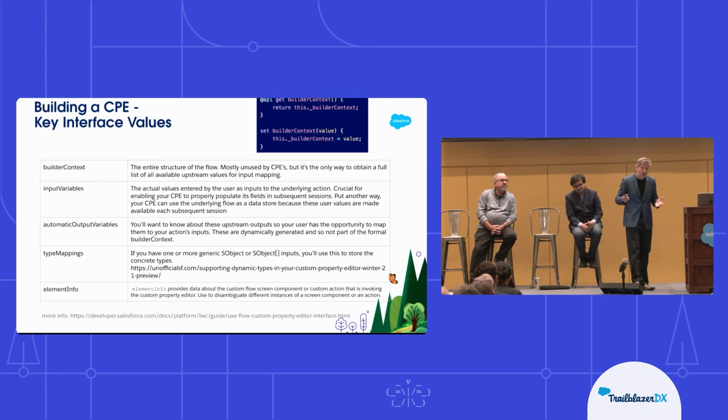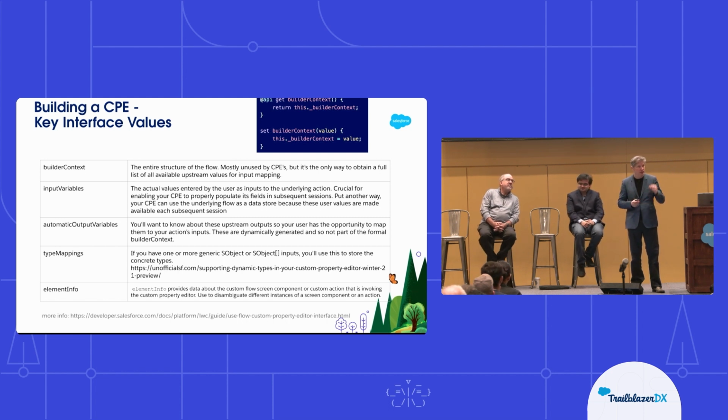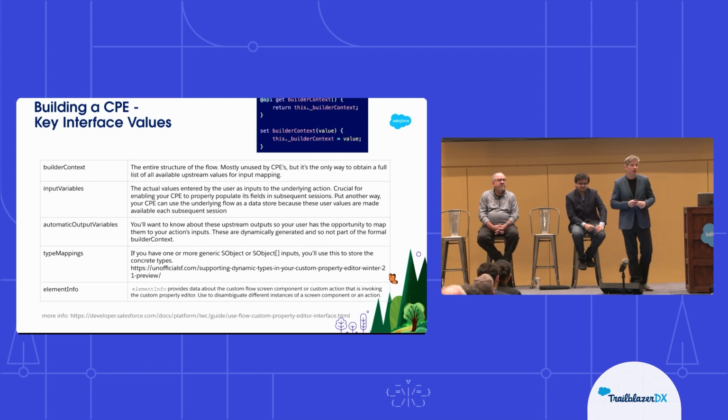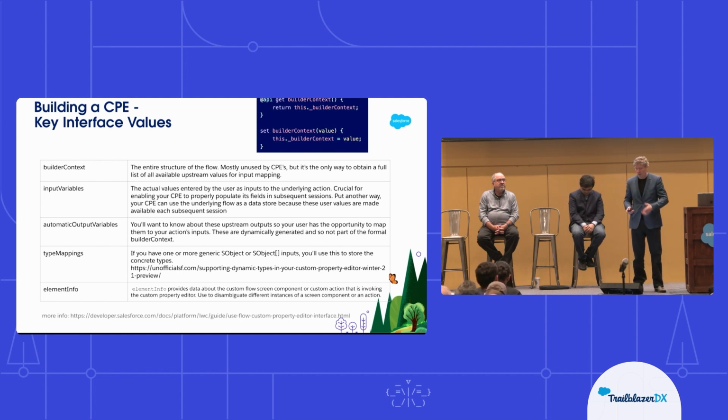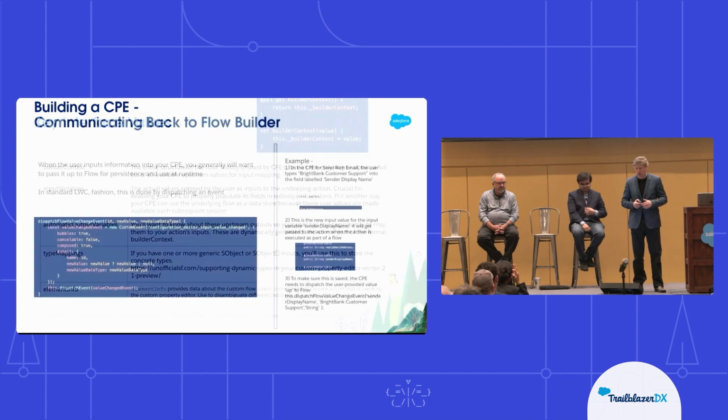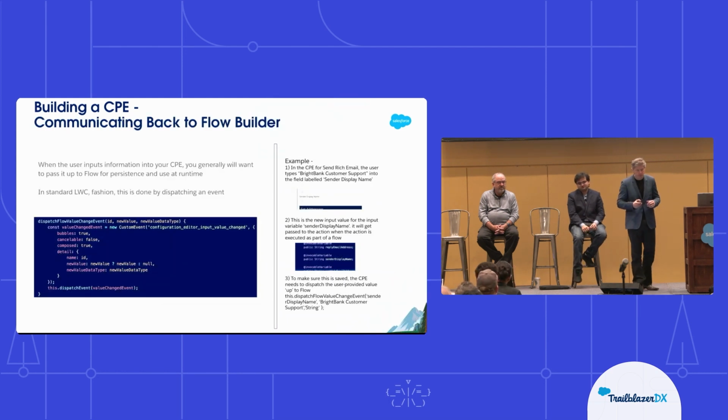So the kinds of information, there's actually 5 different kinds of information that Flow Builder will pass you as context. And this includes information like, hey, in some previous session, perhaps in this flow, someone may have provided some values at design time, filled in some numbers for some inputs. You're going to need to recreate that in the CPE so they see the numbers that they set the last time they were there. And basically, all of the context you need is available there.